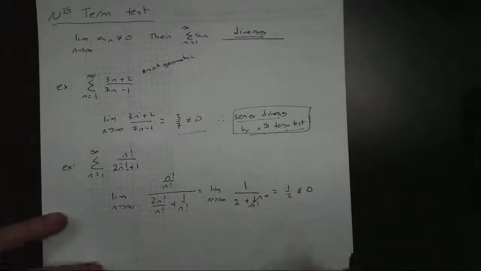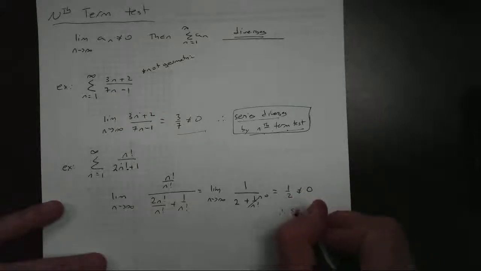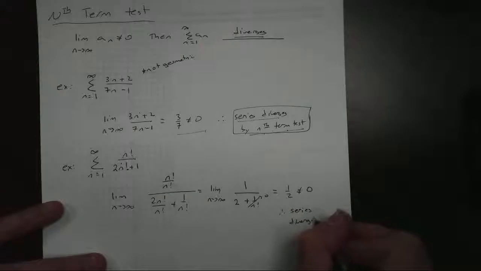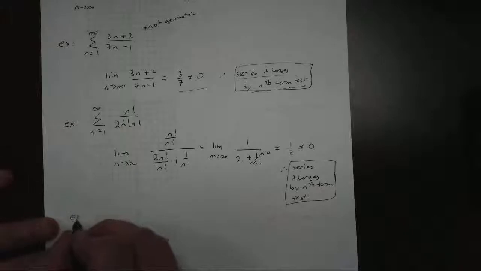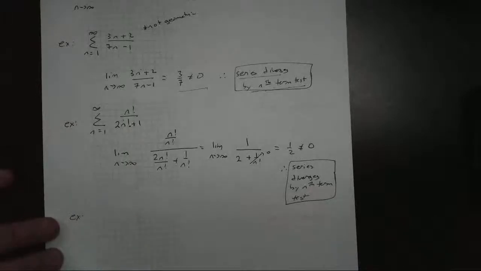And because we don't get 0, we can say therefore the series here diverges by the nth term test. And there's our answer. So let's take a look at one more example, and then I'm going to really blow your minds here today.